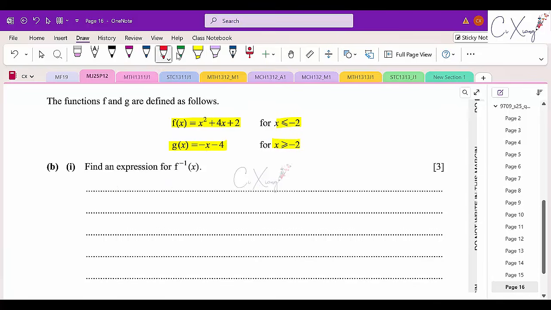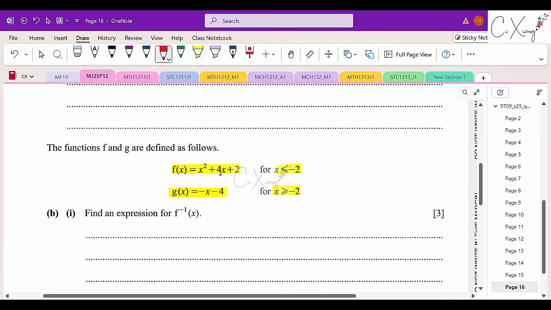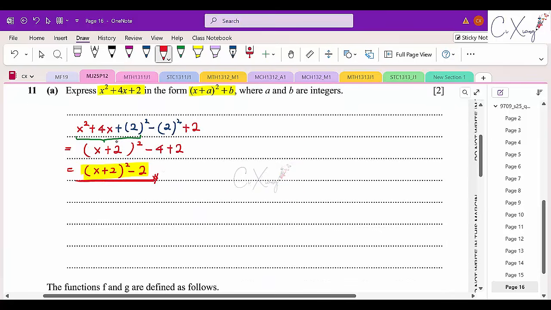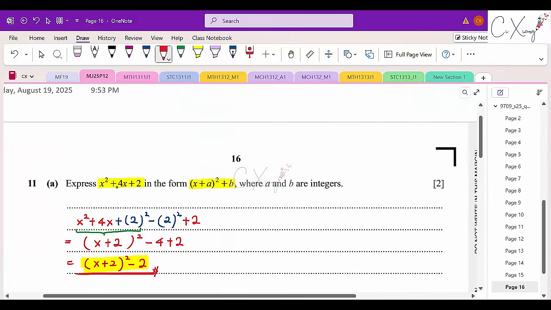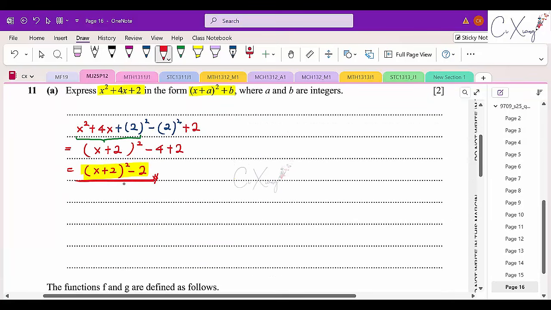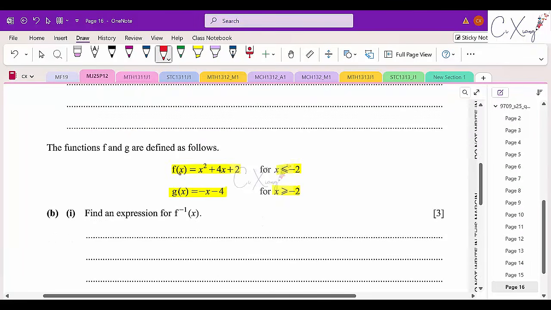Okay, so to find out the inverse function for any quadratic equation or quadratic function, basically you have to start with the completing square form. And if you compare this with what we did in the first part, we already got a completing square form just now in part A. So we are using this form to find out the inverse function. Okay, so let us start.